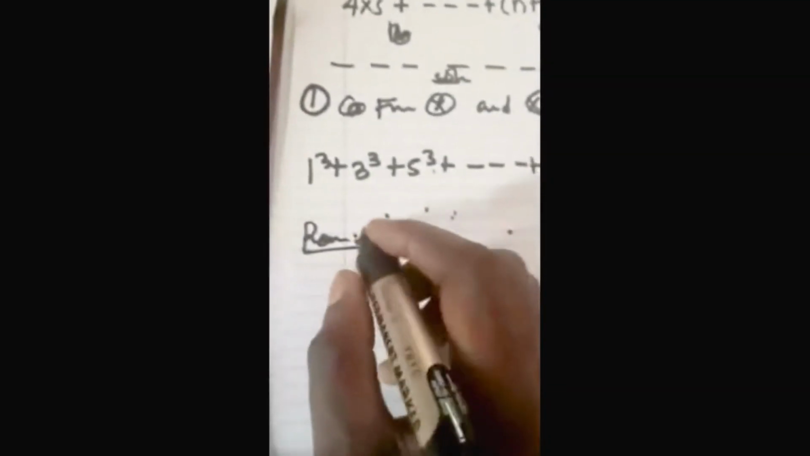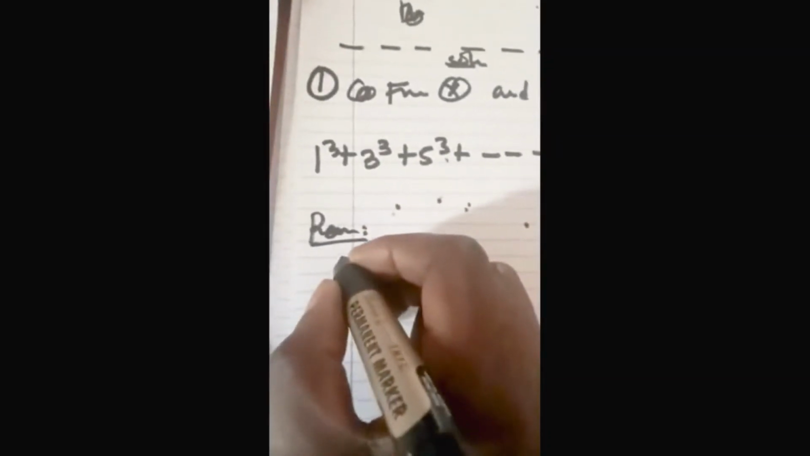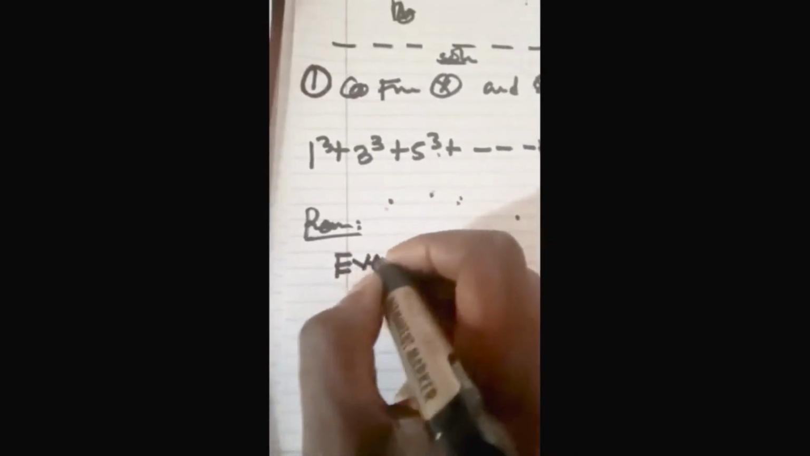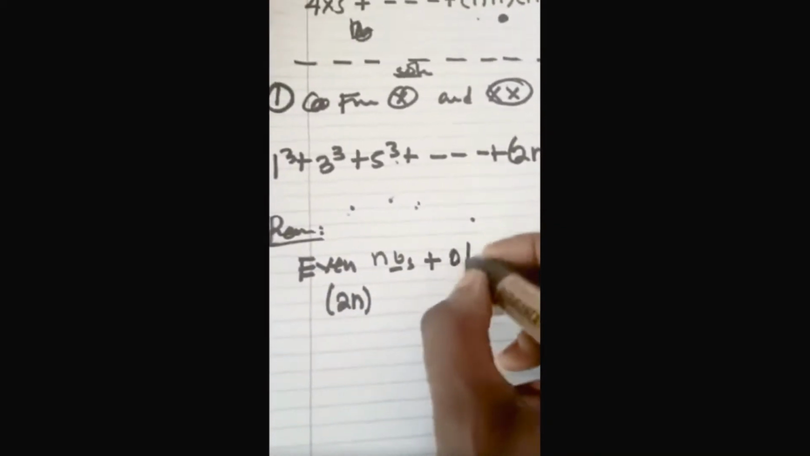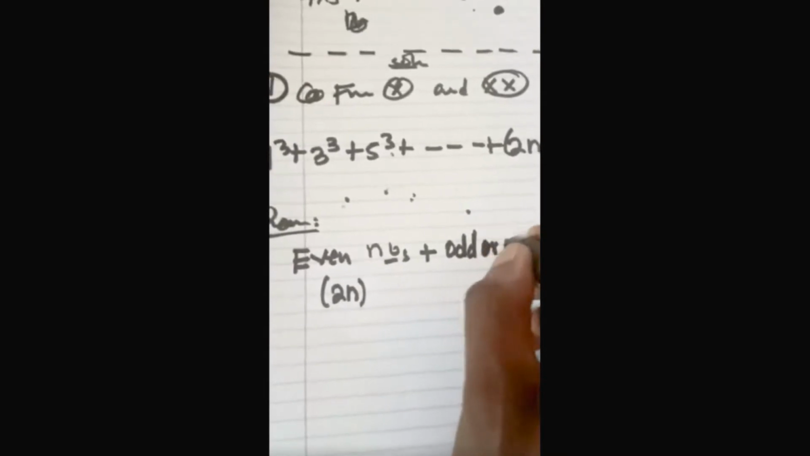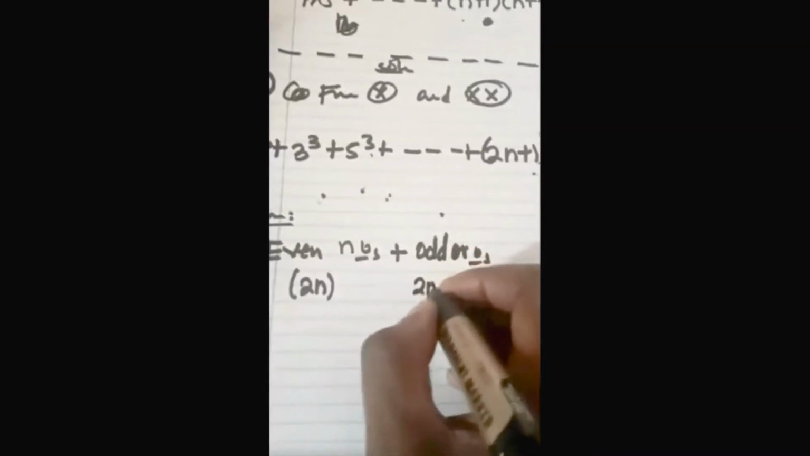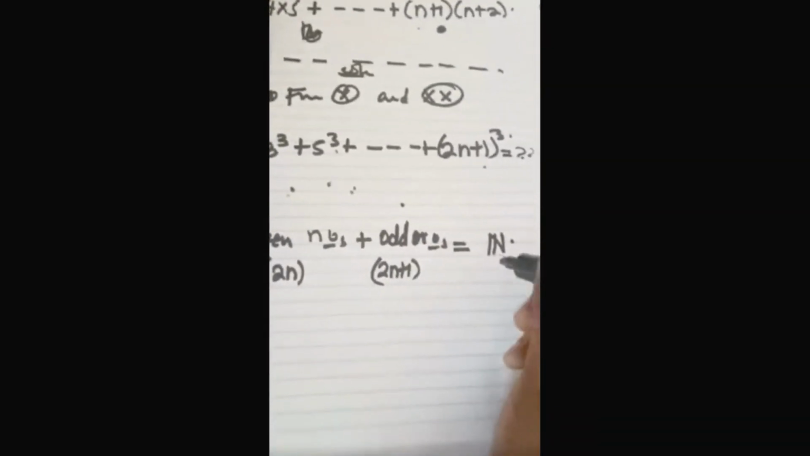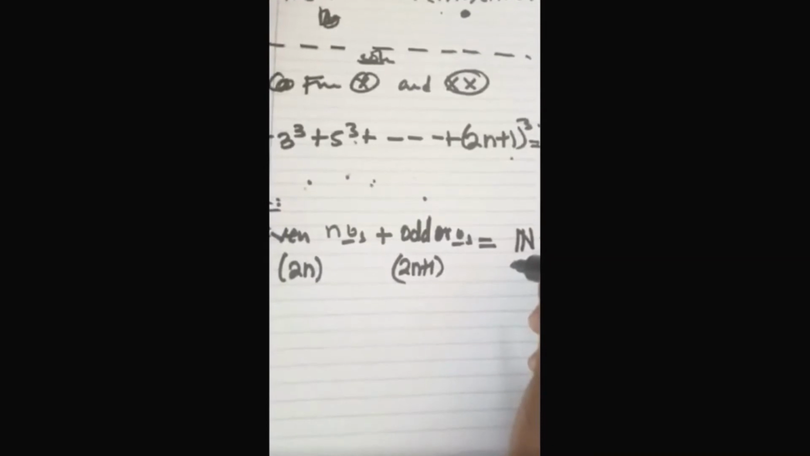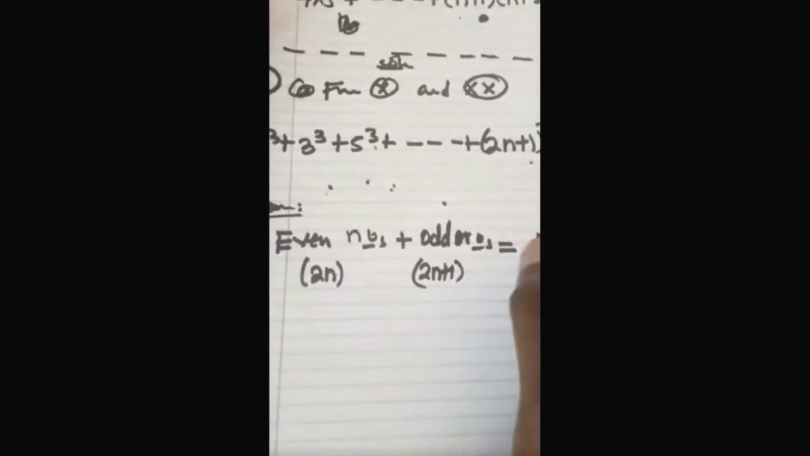Now remember still, I'm going to generate here a formula which is not formal. If you are having even numbers, which are written as 2n, and you add odd numbers, which are written as 2n plus 1, you must get n, the natural numbers. So this is the thing you should be knowing.